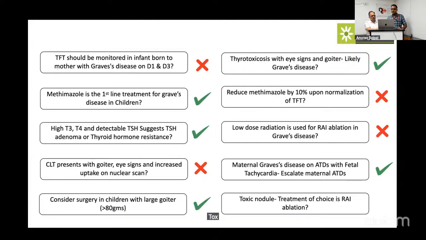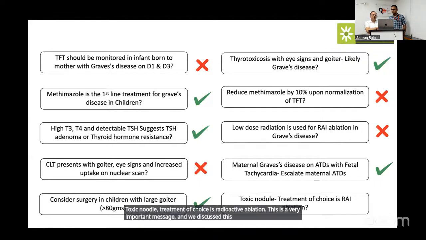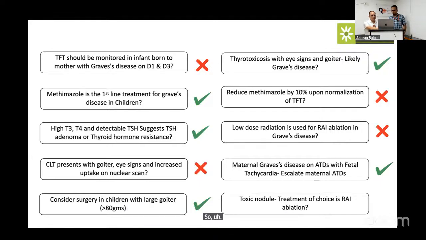Toxic nodule treatment of choice is radioactive ablation. This is a very important message, and we discussed this also. So, do we do radioactive ablation in toxic nodule in children? No. Below 18 years, surgery is the treatment of choice.